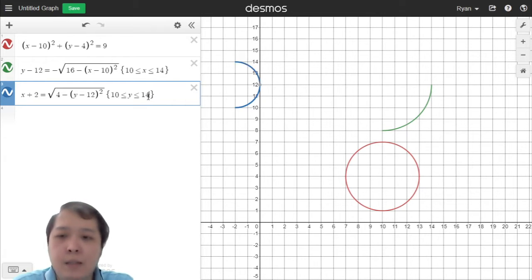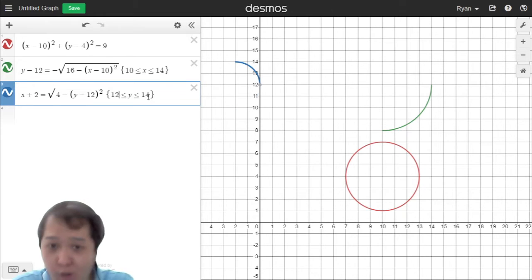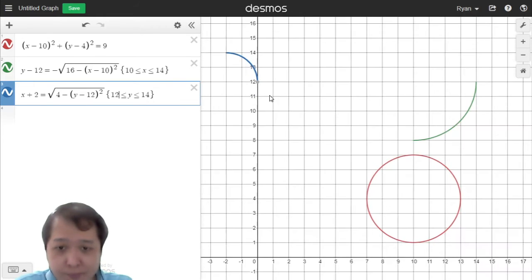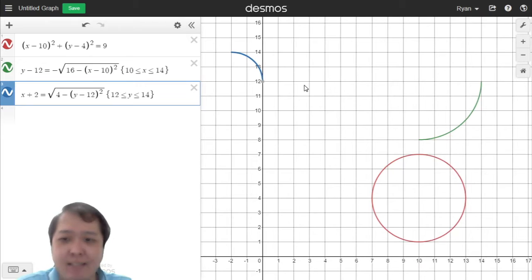The top right part, just play around with the interval. Of course, we can put 13 here, but it's going to be awkward, not a quarter circle anymore. Here we go. Very clear, right?